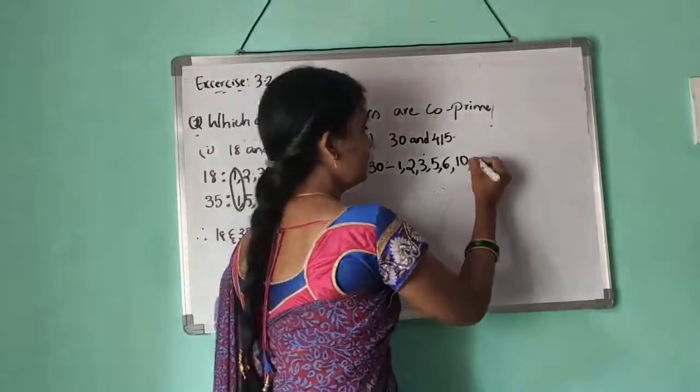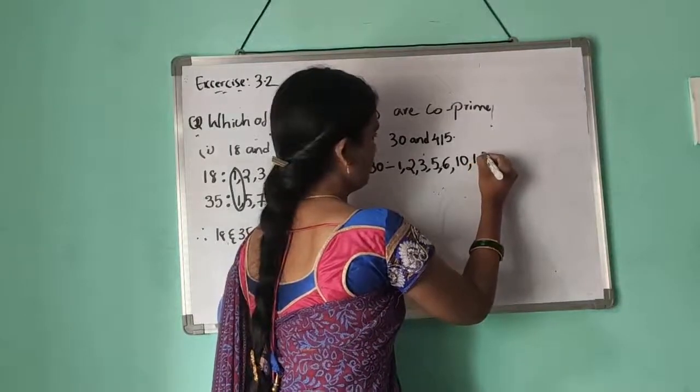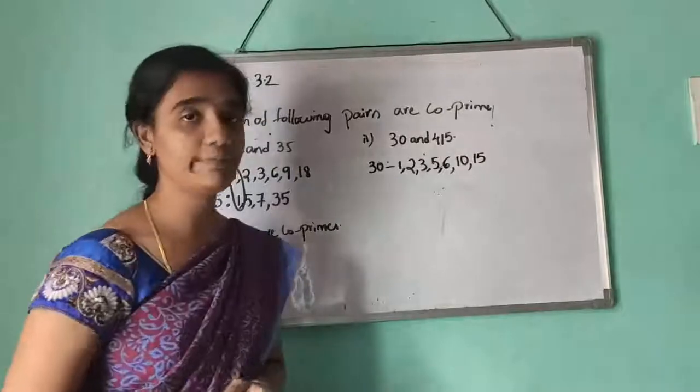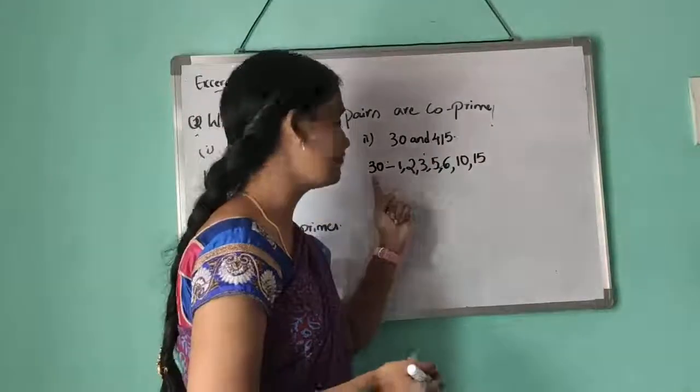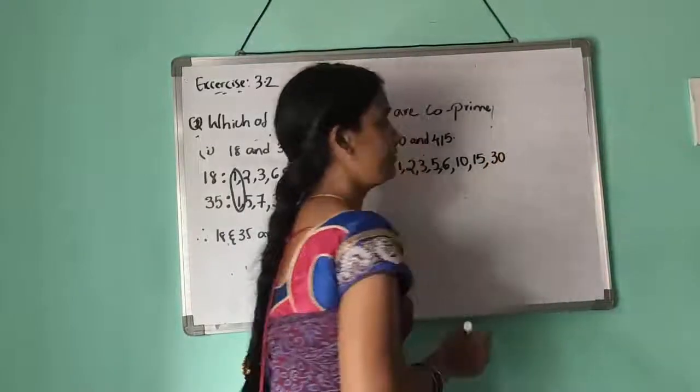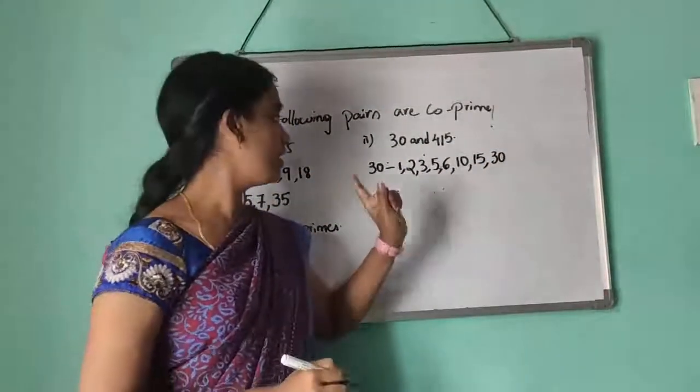Coming to 15. 30 is also divisible by 15. How many times? 2 times. So 15 is also a factor of 30. And 30 is also divided by 30. How many times? 1 time. So 30 is also a factor of 30.